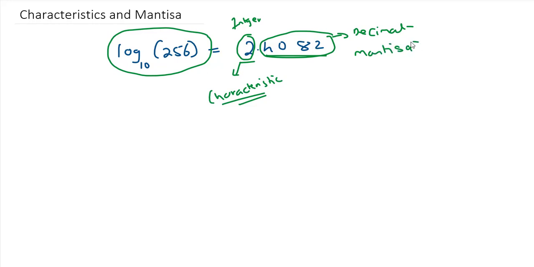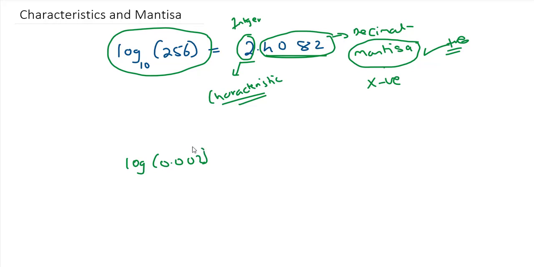Now one important property regarding mantissa is that the mantissa of a logarithm can never be negative. It has to be always positive. Now what happens if the mantissa becomes negative? We'll have to convert it into positive. Let us see how it is to be done. Let us take this example, log of 0.002. Since this value is less than 1, the log of this number will be a negative number. And log of 0.002 to the base 10 is minus 2.6989.